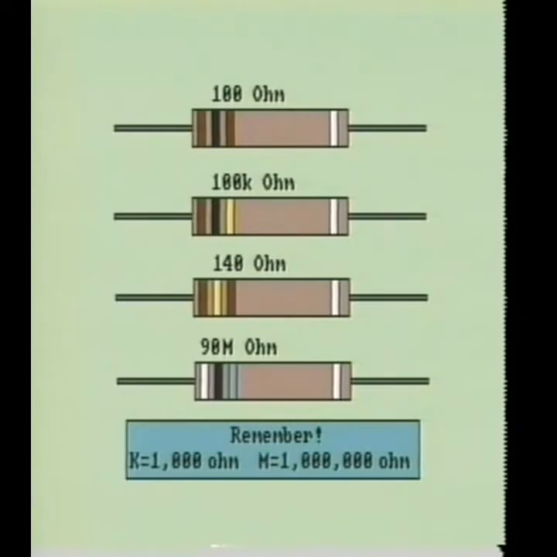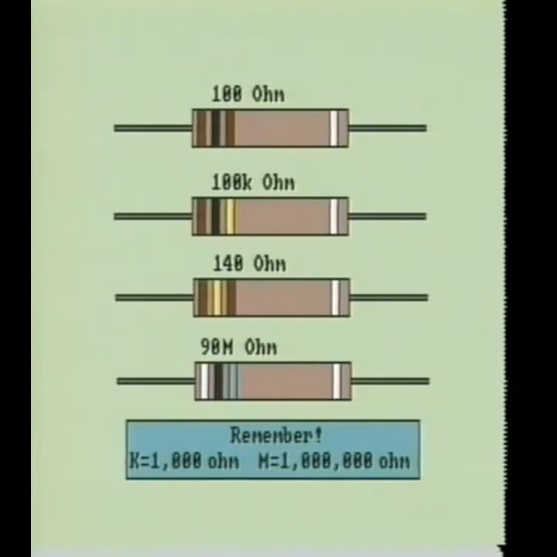The second resistor is color coded brown, black, yellow. The first digit is a 1, the second digit a 0, and there will be 4 zeros following the first two digits. The value of this resistor would be 100,000 ohms, or 100 kiloohms for short. The third resistor is color coded brown, yellow, brown. The first digit is a 1. The second digit is a 4, and there will be 1 trailing 0. That means this resistor has a value of 140 ohms.